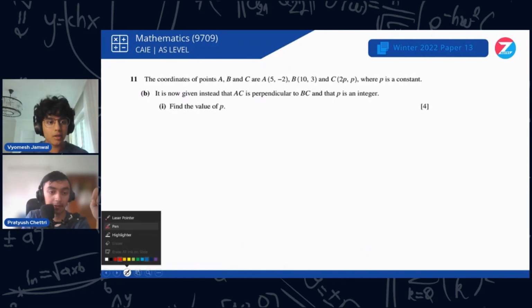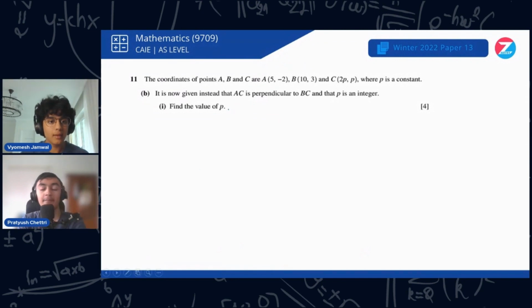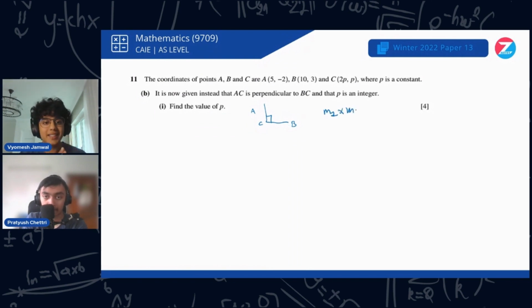Okay, I'm going to start now. So looking at this question, the coordinates of points A, B, and C are as follows, where P is a constant. It's given to us that AC is perpendicular to BC, and P is an integer. If we're talking about it being perpendicular, the gradients multiply to negative 1, right? So we're talking about the gradient of AC and BC.